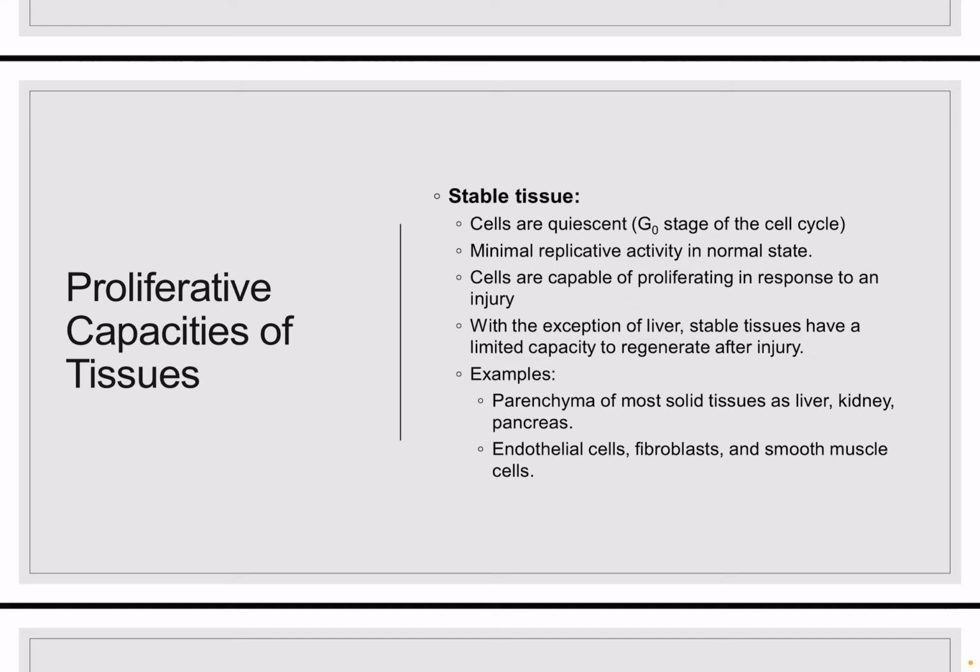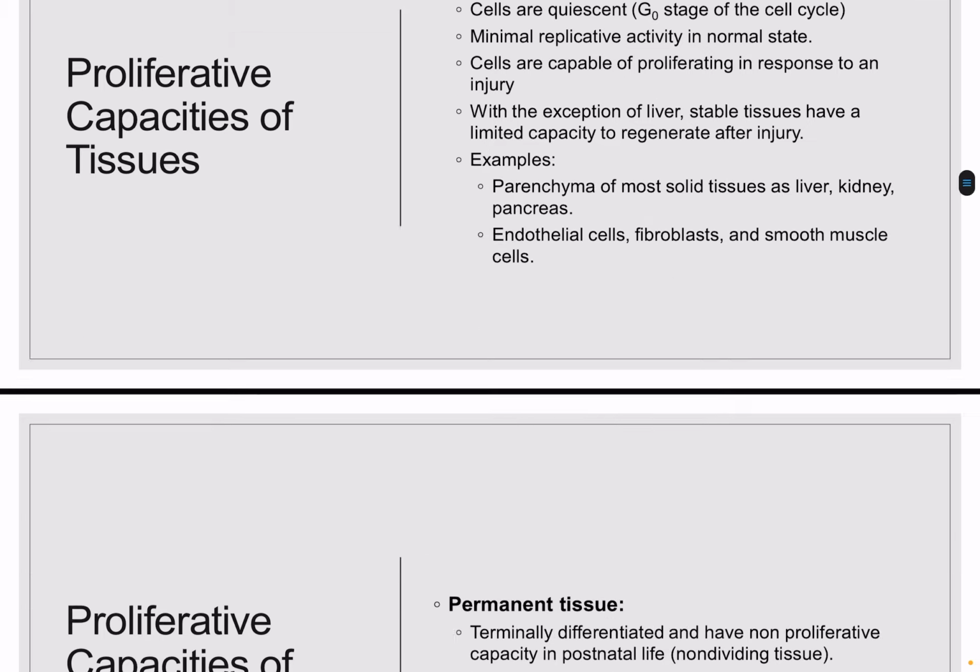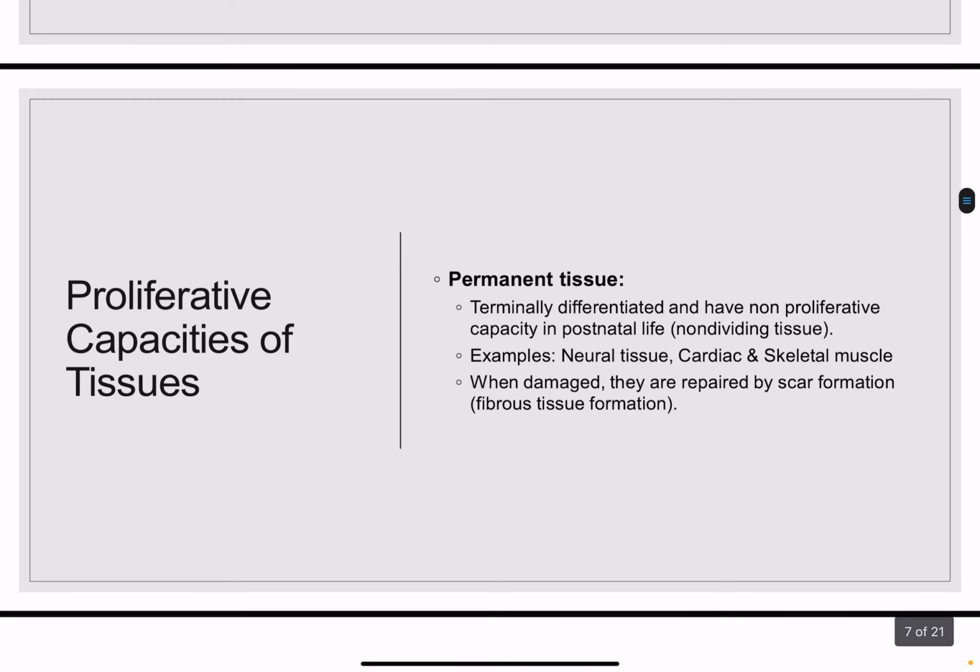Permanent tissues, terminally differentiated. After one cycle, they become mature with regard to their structure and function. They don't have any proliferative capacity in the postnatal life after the birth of the baby. Neural tissue, your brain, spinal cord, the nerves, cardiac muscle cells, skeletal muscle cells, all these are examples of the permanent tissue. Whenever they are damaged, how will they repair? Regeneration or scar formation? Scar formation, why?